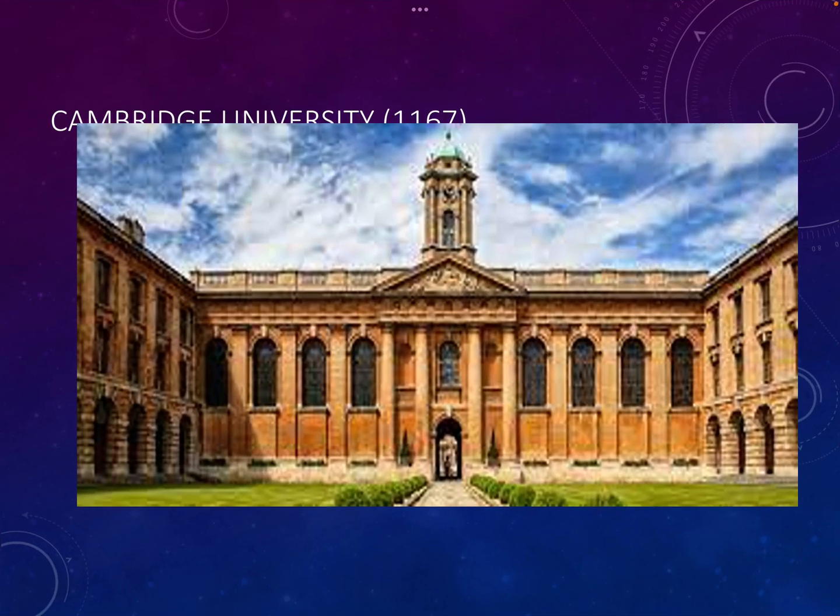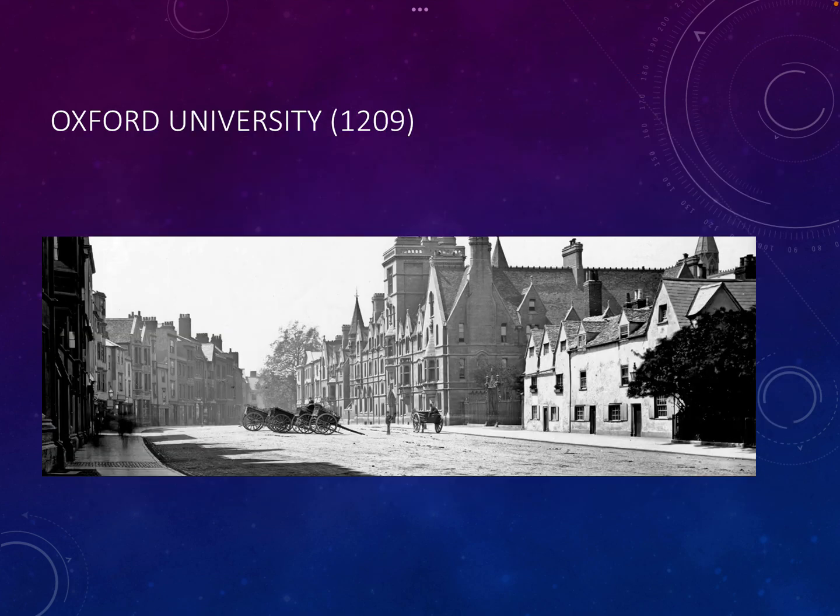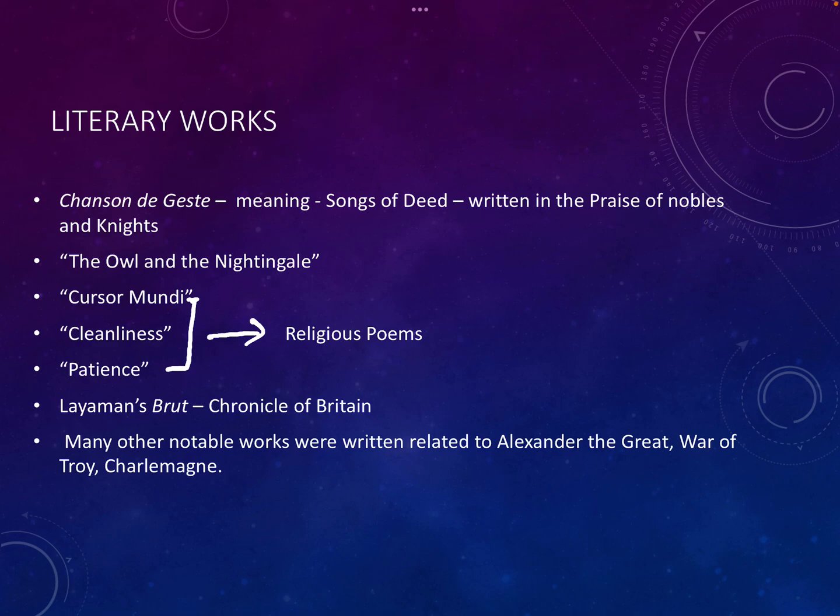So you can see here, this is the Cambridge University, which was set up in 1167 AD. And this is your Oxford University, which was set up in 1209 AD. So, I hope the historical background and the development of language, as well as the growing up of education, is clear to you. Now we move up to the literary works, some of the major works. I also told you during the Anglo-Saxon period that most of the literature was lost due to oral transmission.